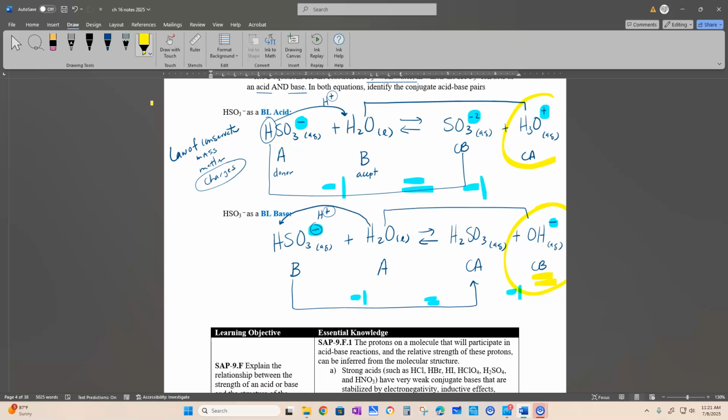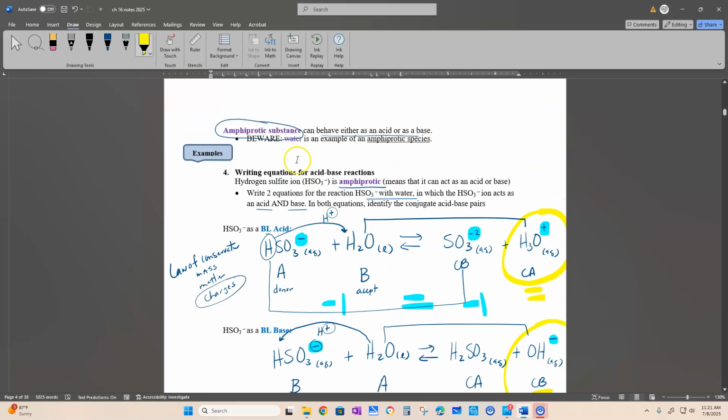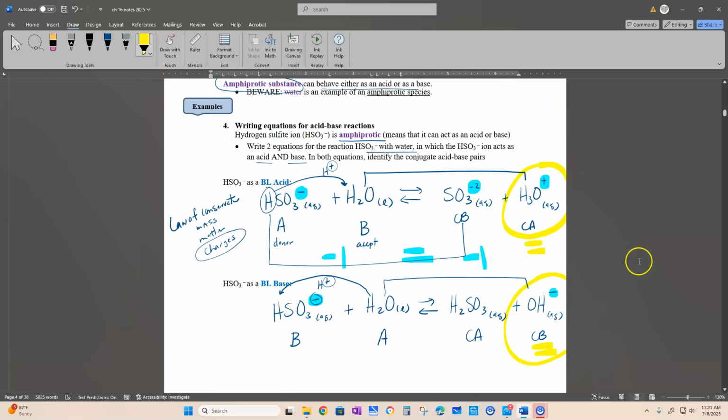And anytime you see hydronium, it will always be an acid. Okay? Always, always. The problem is with water, it can act as an acid or a base. And what do we call that? We call that amphiprotic. Okay?